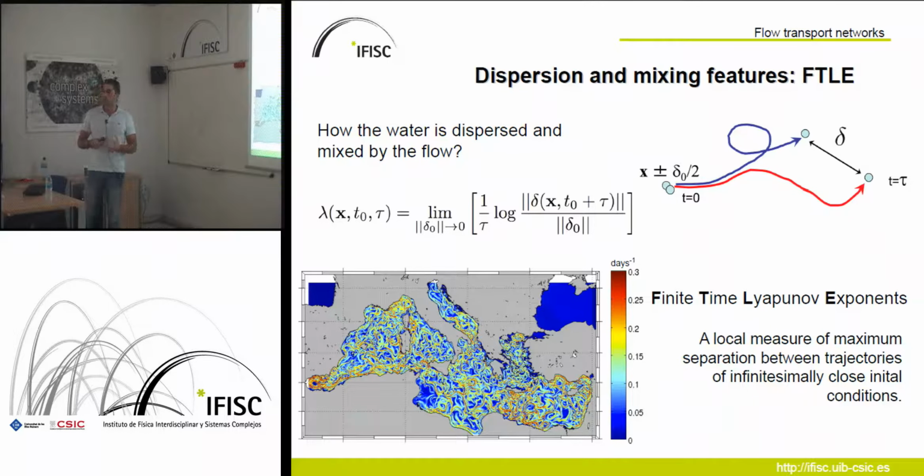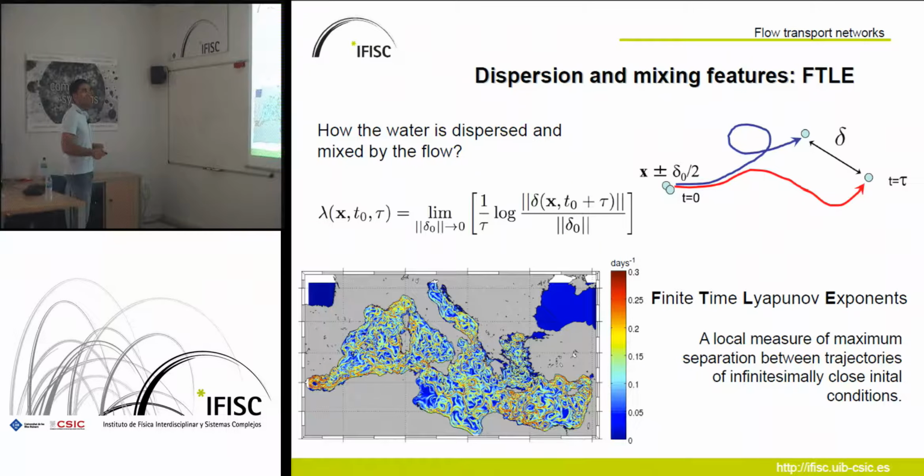This means to look at how, and how much, water masses and water particles are dispersed by the flow. A standard way to study this is to compute the finite time Lyapunov exponent field, this lambda here, defined in this way. It is basically the rate of separation of two infinitesimally close particles after a fixed time, which will be tau in our case.